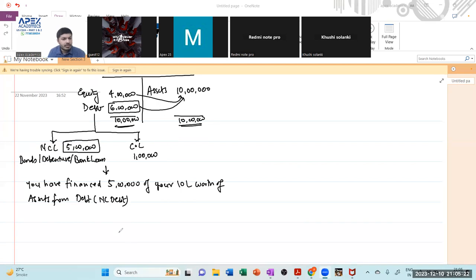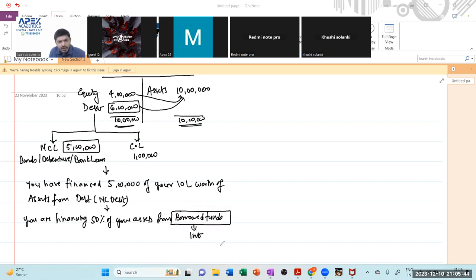Yes or no? Therefore, can I say that you are financing 50% of your assets from borrowed funds. And on these borrowed funds, you are paying an interest. Because of this, there is a risk. And because of this, there is a financial leverage. Agreed or disagreed? Financial leverage is a measure of risk. This is risk of a financial nature.